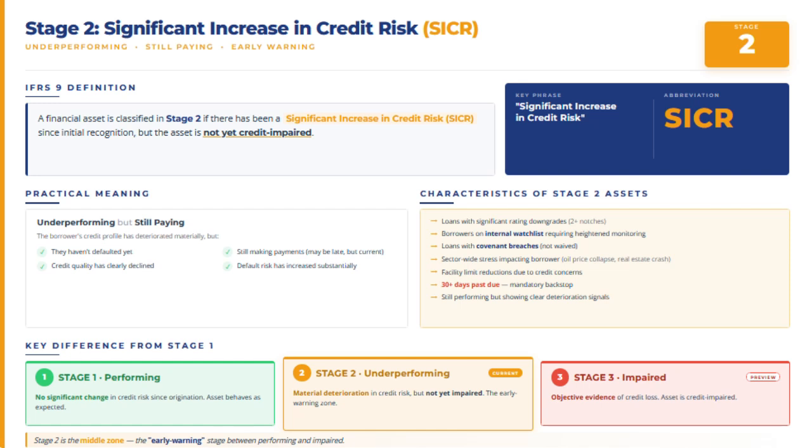So from a psychological perspective, think of it in this way. A borrower's credit profile has deteriorated materially. They might be struggling financially. They might be making payments late but current. They haven't missed a full payment yet. And this is the early warning zone.